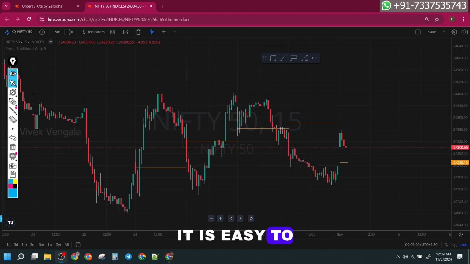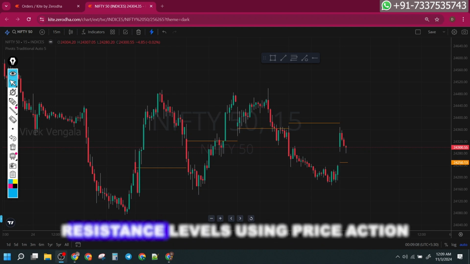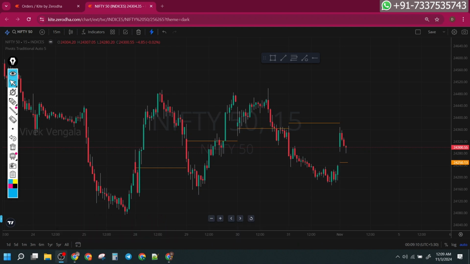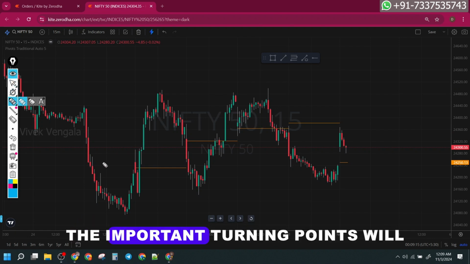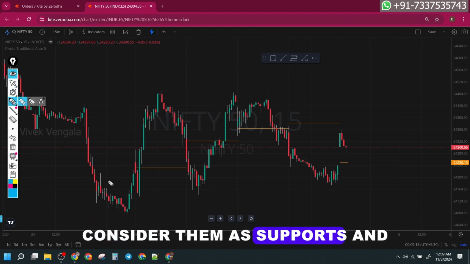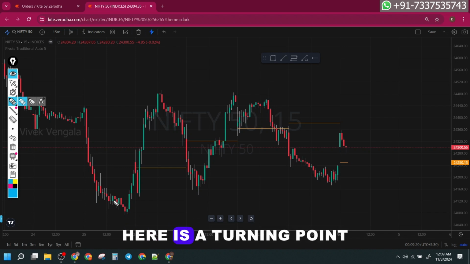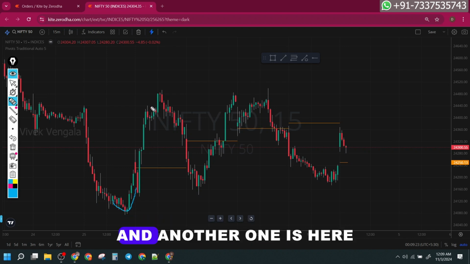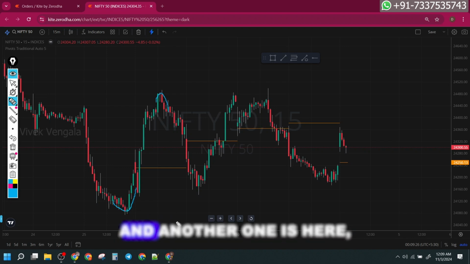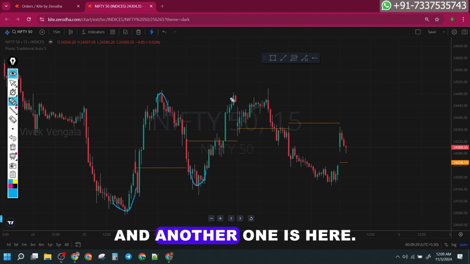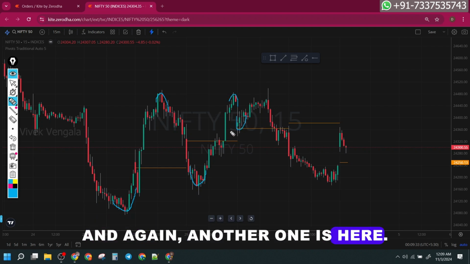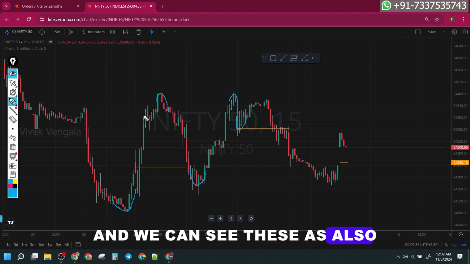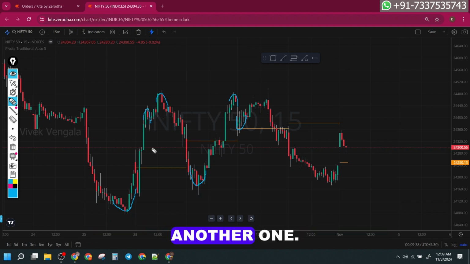It is easy to identify important support and resistance levels using price action, and let me explain it to you easily. The important turning points, we'll consider them as supports and resistances. Here is a turning point, and another one is here, and another one here, and again another one here, and we can see these also as support and resistance levels. Another one, and there is another.